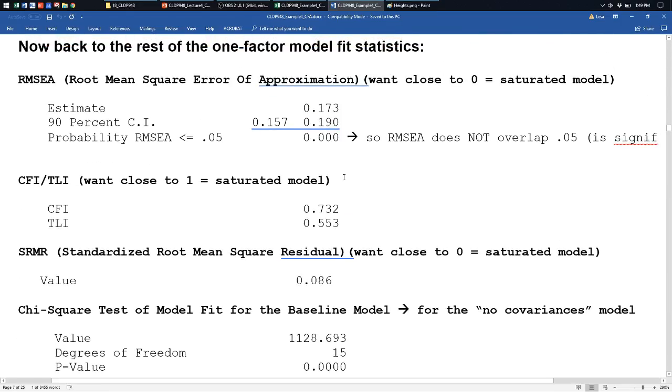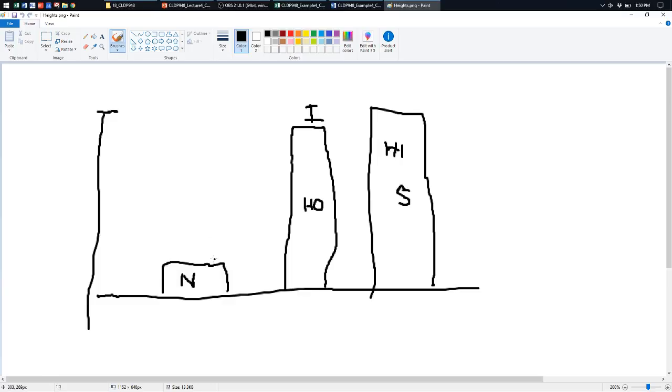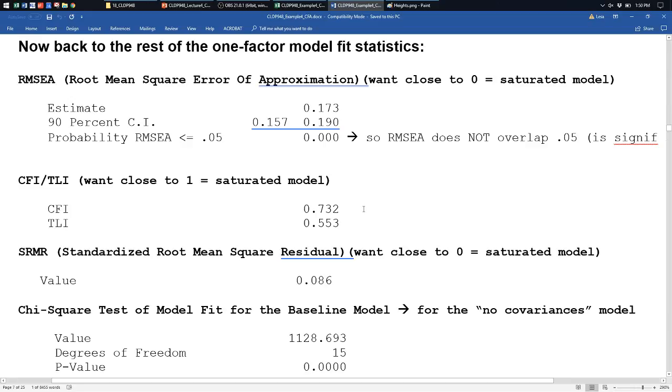Then we get to the rest of the one-factor fit statistics. So our RMSEA is relative to the best model also. You want this to be small, less than 0.05 would be nice. It's 0.17, so that's no good. CFI, TLI, those are relative to the worst model, the null model. I'll put that back up here, relative to this short one here. You want them to be big, above 0.95 or so, and they are not.